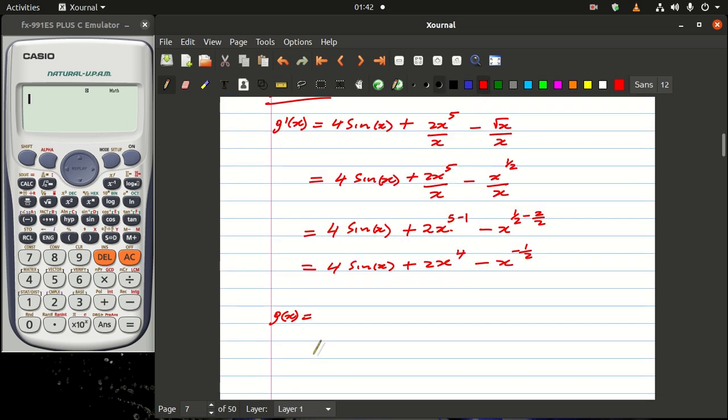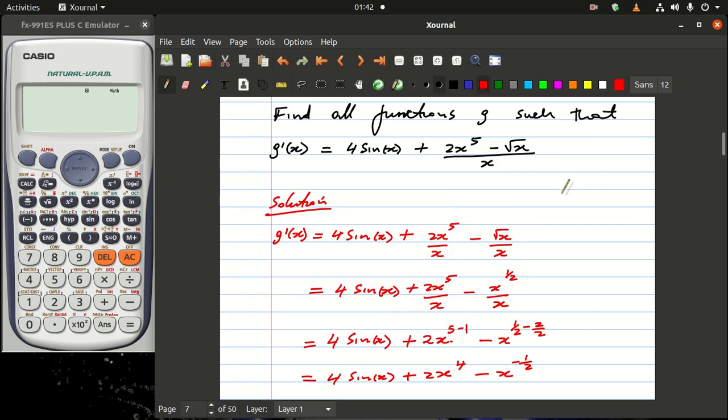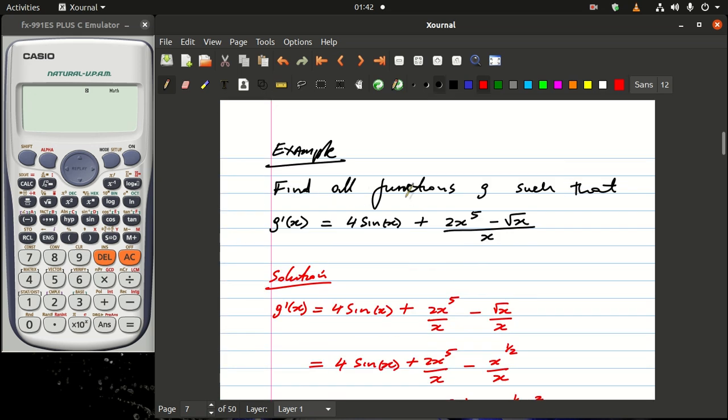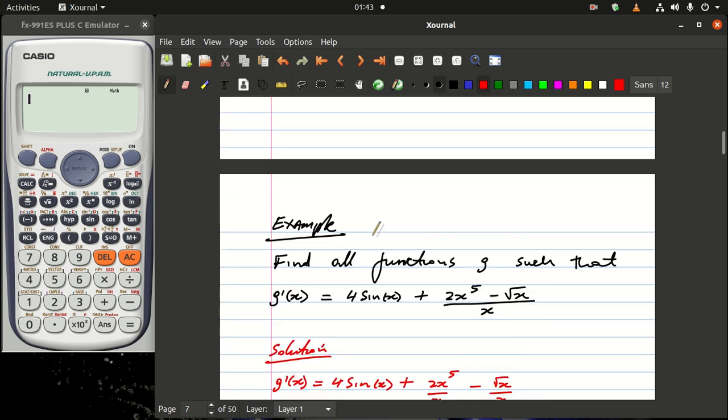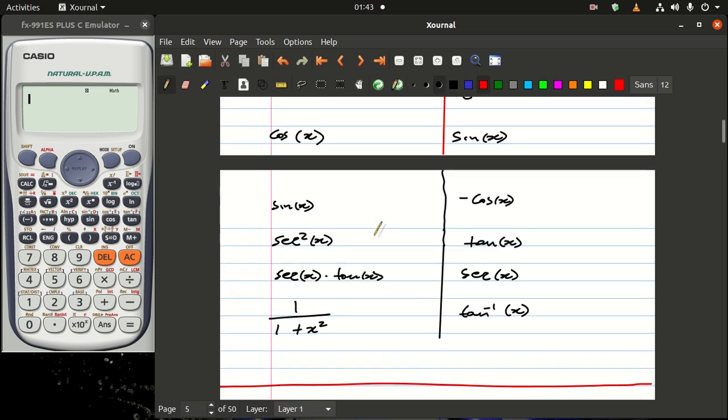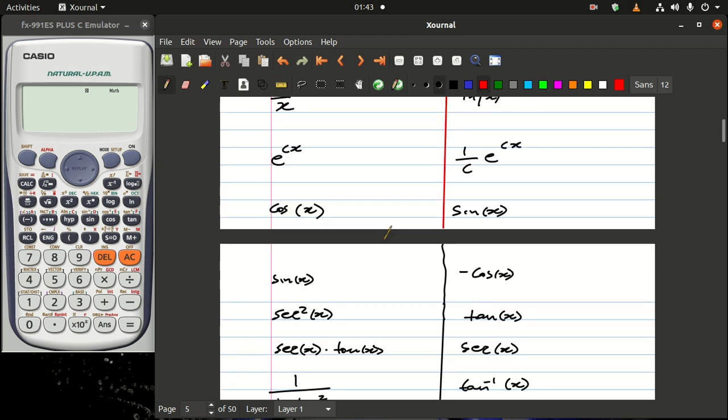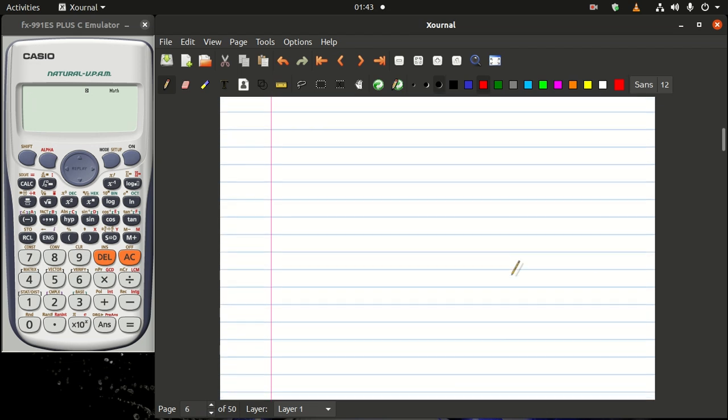I'm looking for actually the most general antiderivative, because when we are saying find all functions, we are actually asking you to find the most general antiderivative of this function. That is what is happening here. Of course, I am going to keep the 4 out. Now, what is the antiderivative of sine of x? You go back to the table and then you look at it. So I want the antiderivative of sine. So sine is minus cos. The antiderivative of sine is going to be minus cosine of x.